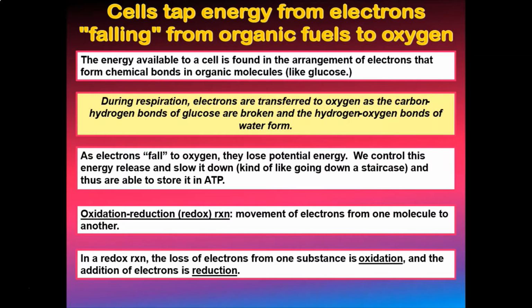Okay, so oxidation, reduction, or redox reactions are just the movement of electrons from one molecule to another. In a redox reaction, the loss of electrons from one substance is called oxidation, and the addition is reduction. That should make sense if you think about reduction: you're adding electrons, which are negative, thus reducing the charge.